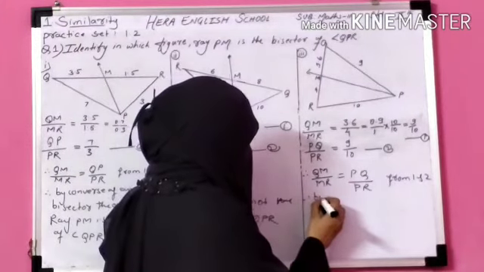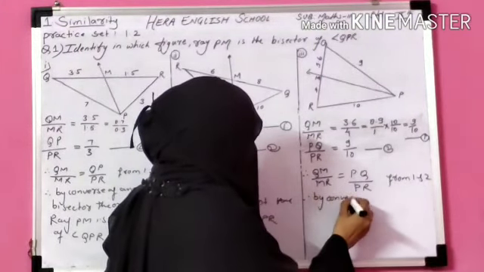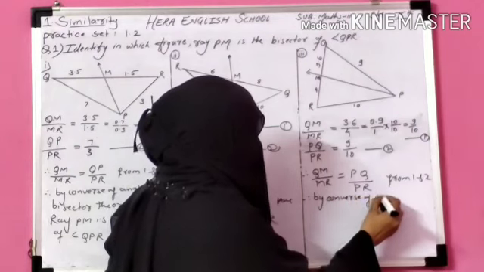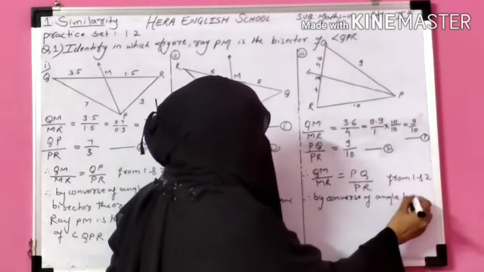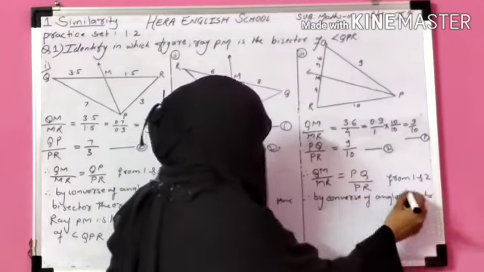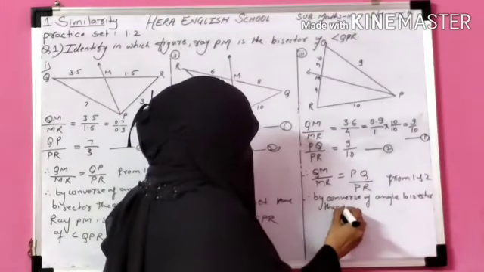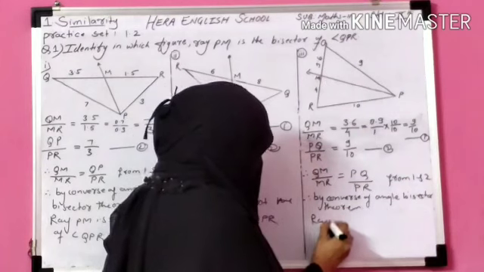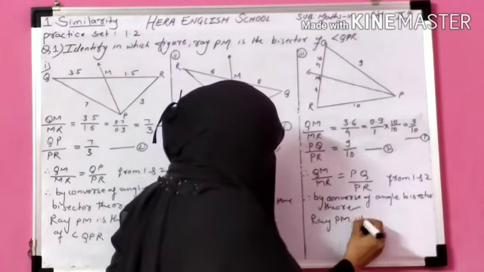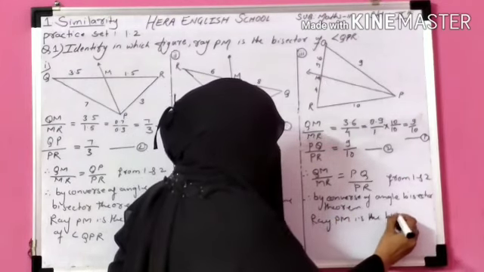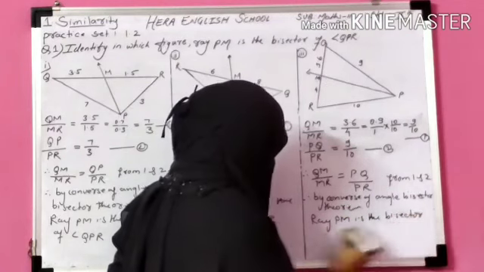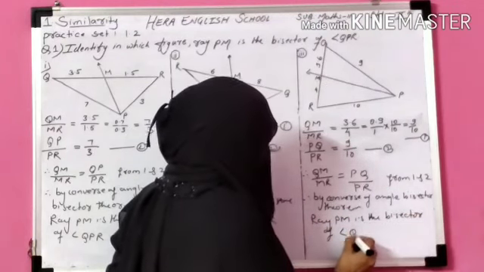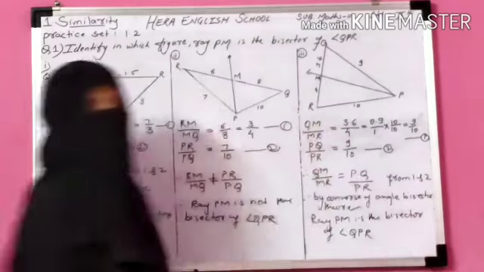So therefore, by the converse of the angle bisector theorem, ray PM is the bisector of angle QPR. This is your third question.